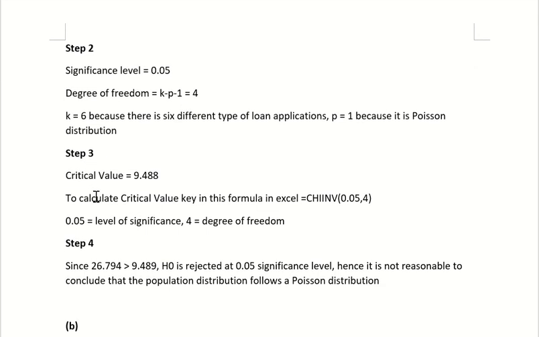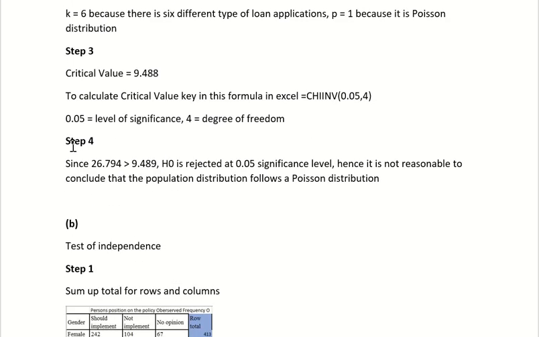And then step 3, to calculate the critical value, the formula will be CHISQ.INV, degree of freedom, CHISQ.INV, level of significance, comma, degree of freedom. So step 4 will be the conclusion. Since the test statistic is greater than the critical value, H0 is rejected.